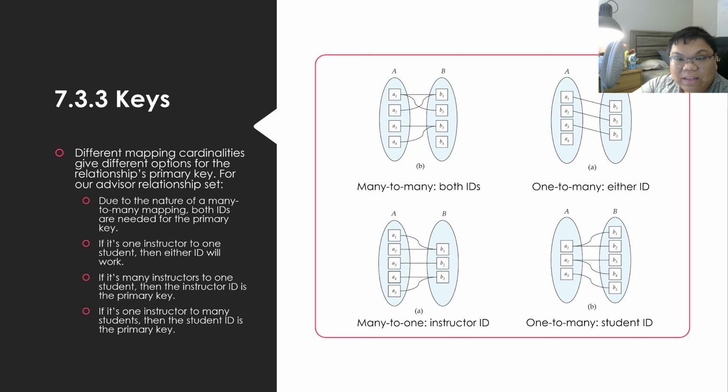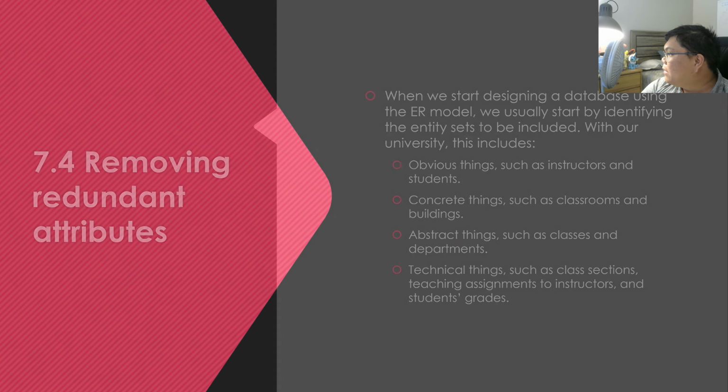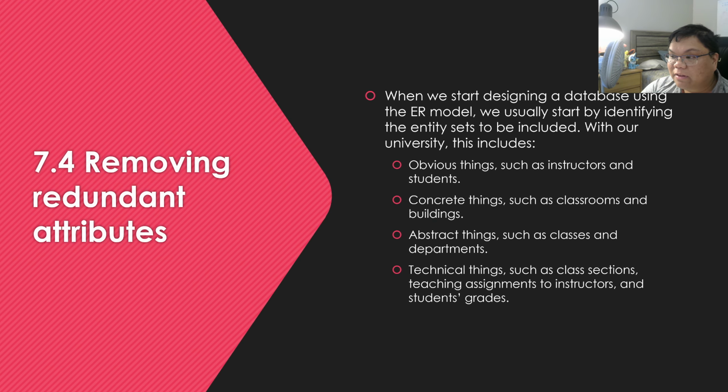We can use both IDs, but that isn't what's known as a minimal super key. Adding additional information might not add anything new. If anything, adding extra information just adds redundancy that we would like to eliminate. Alright. Hopefully I did a good job at explaining what that is. But let's talk about removing redundant attributes.